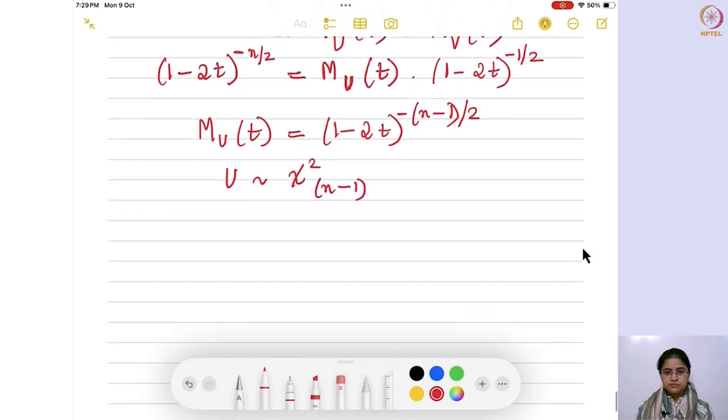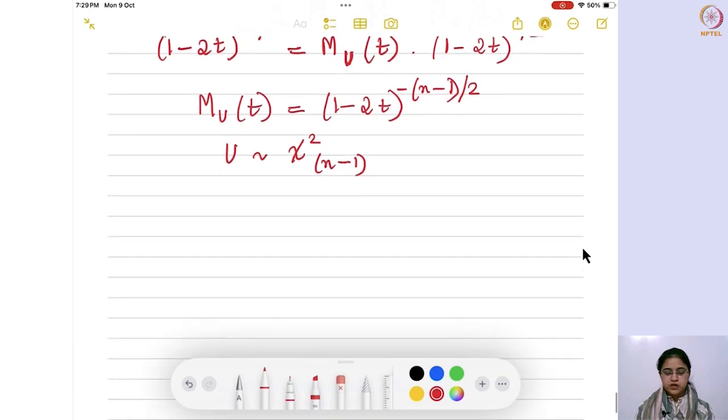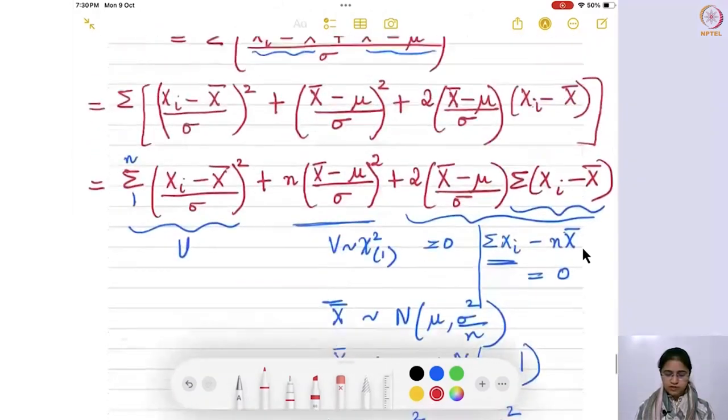Okay. So U is basically (n minus 1) times s square by sigma square, and it follows chi square distribution with n minus 1 degrees of freedom. So whenever we are talking about the sampling distribution of sample mean, we come across two distributions, the normal or standard normal, and the t distribution. Whereas whenever you are talking about the sample variance, you will come across the chi square distribution with these many degrees of freedom. Okay. So this is the entire proof for it.